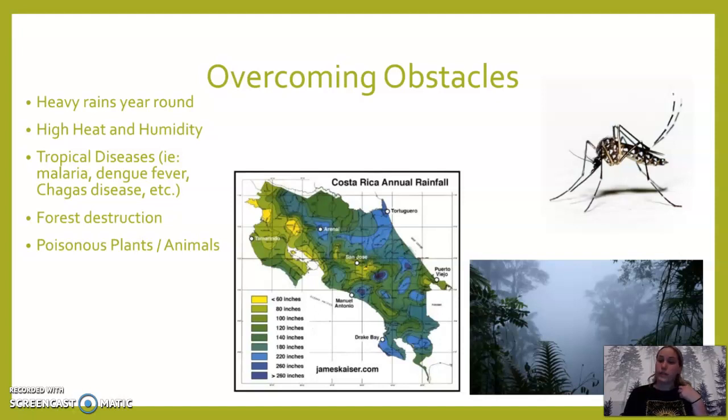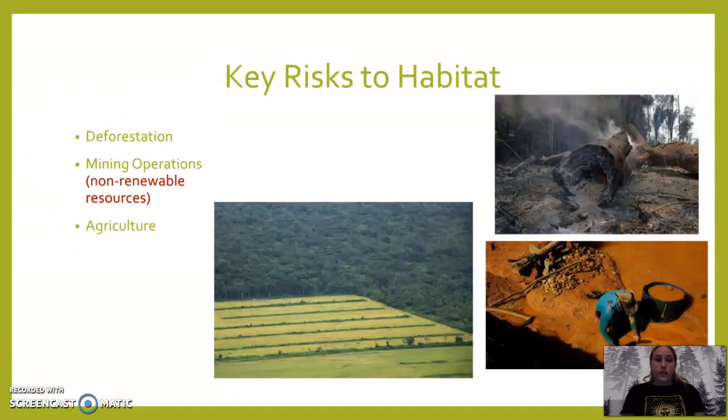In the picture all the way to the left at the bottom, you can see that that is pretty dense humidity rising up from the forest floor. And then over top of that picture, you can see the mosquito, which is how a lot of tropical diseases are spread. Key risks to forest habitats: deforestation, mining operations for non-renewable resources, and agriculture.